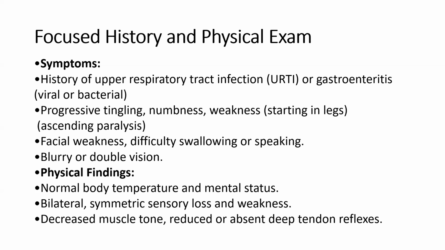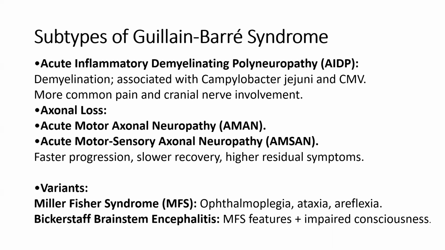And then it progresses. The patient is going to tell you it started in the limbs: I was feeling tingling, numbness, weakness, then it ascended. They might have facial weakness, difficulty swallowing or speaking, blurry or double vision. On physical examination, the body temperature and mental status are usually normal, but we might have bilateral symmetric sensory loss and weakness, because it affects both sides, decreased muscle tone, and reduced or absent deep tendon reflexes.